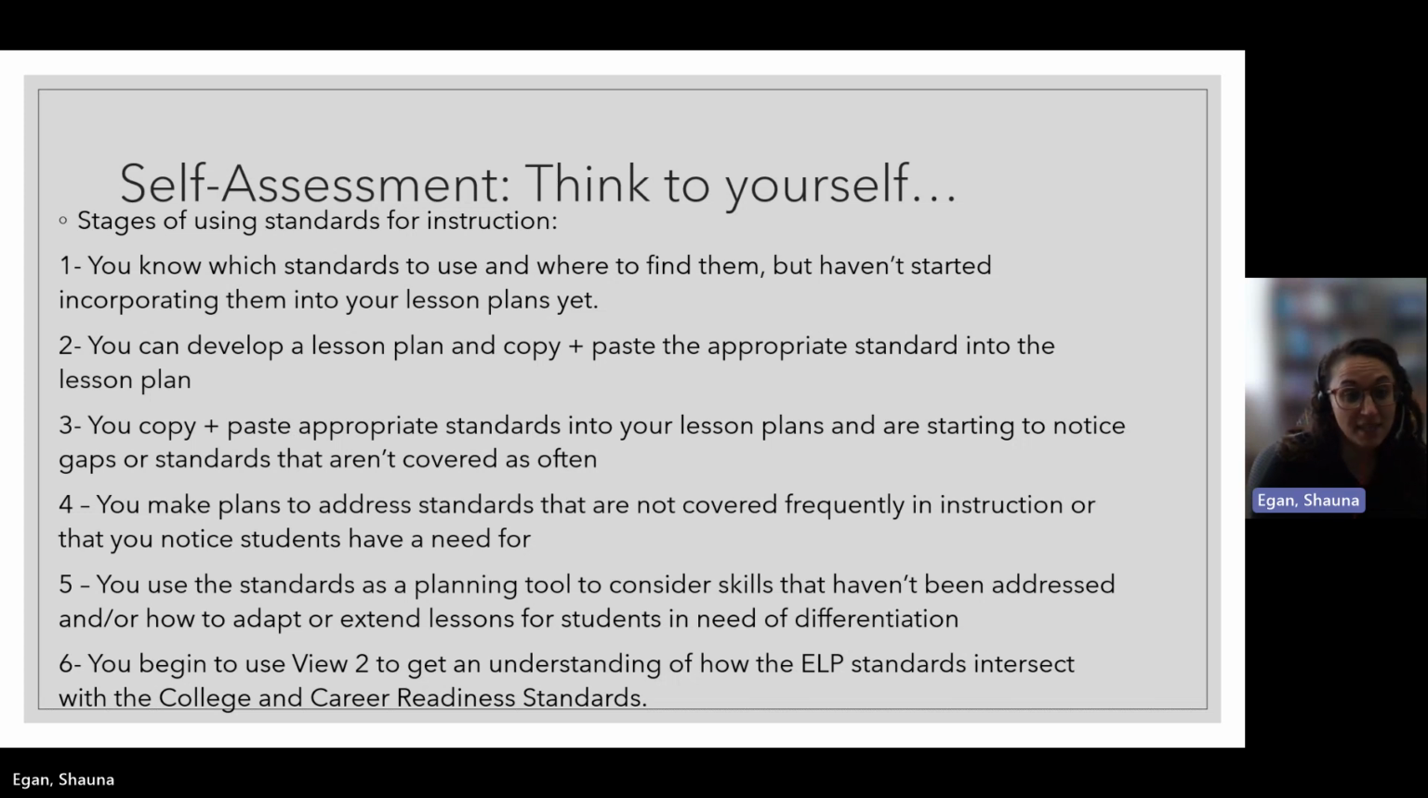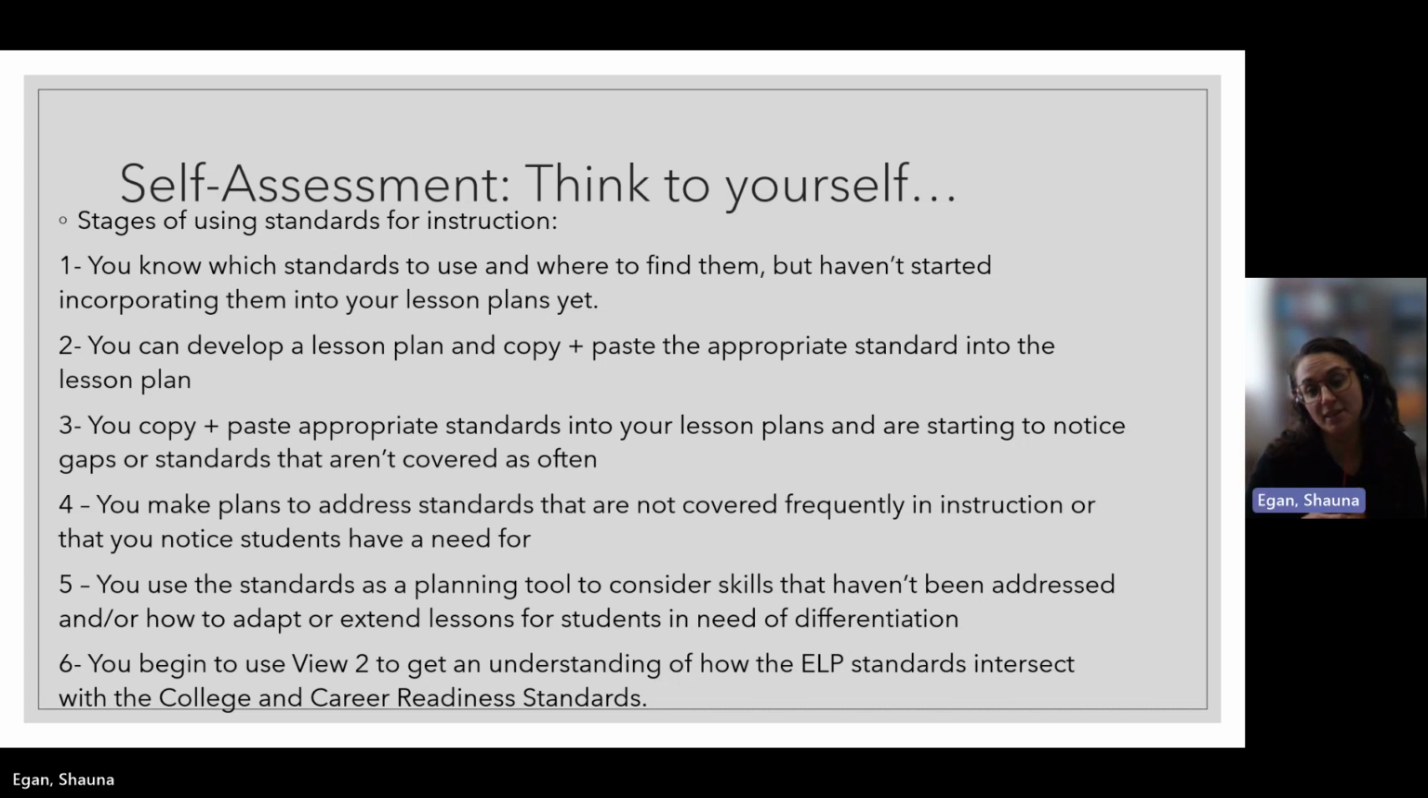Stage five, you continue to grow in this area and you start to use the standards as a planning tool. And you also start to use the levels within the standard. So if a student is struggling, you may move down a level and make sure that that student has the prerequisite skills or provide them some supports. Or if one student really has it and is ready to move on, you may move up a level and think about how you could extend that skill.